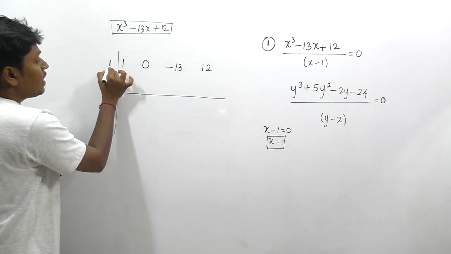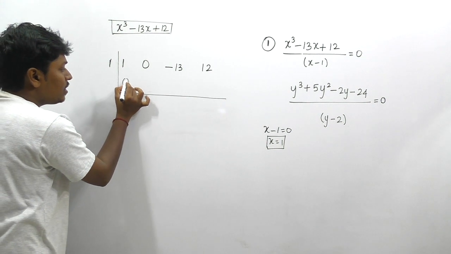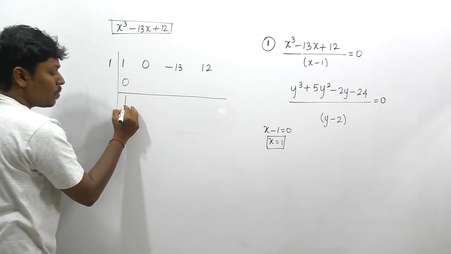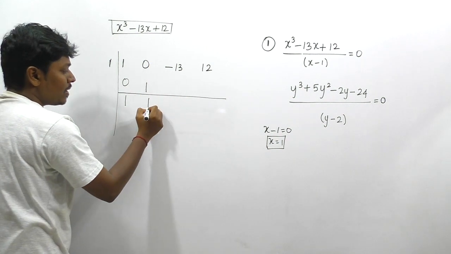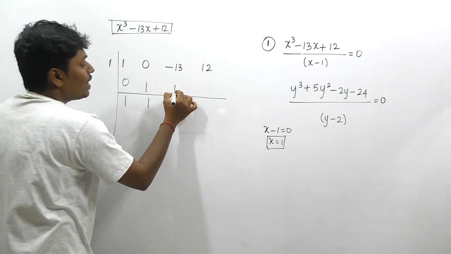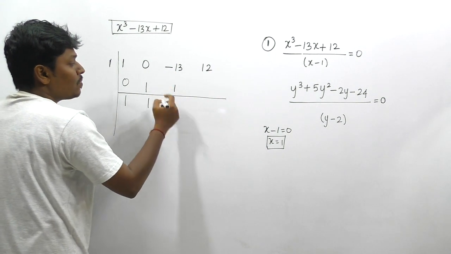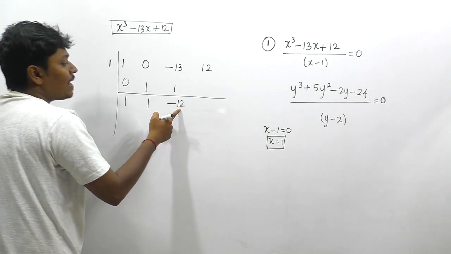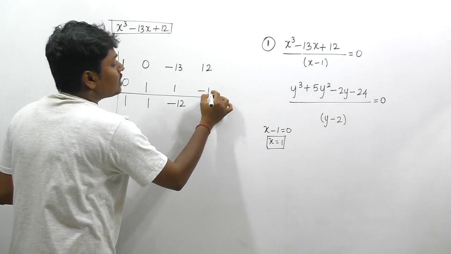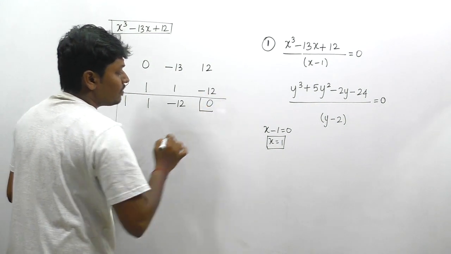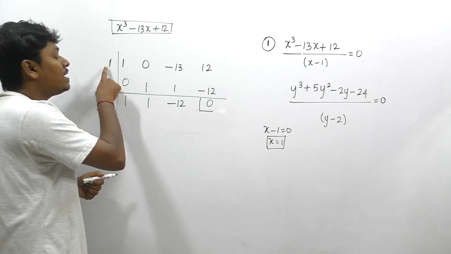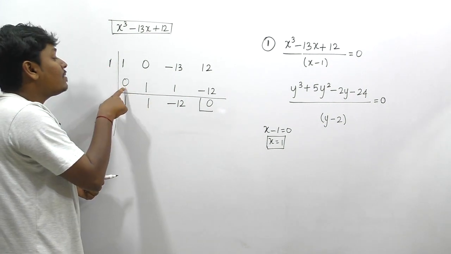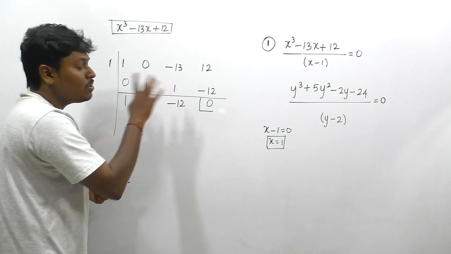Substitute 1 here. Initially we put 0, 1 plus 0, that is 1, 1 into 1, that is 1, 0 plus 1, that is 1, 1 into 1, that is 1, minus 13 plus 1, the result will be minus 12, so minus 12 into 1 is minus 12, so finally it becomes 0. Friends, can you understand this procedure? Whenever a number comes here, we need to multiply with the number. Whenever we are putting numbers here, we need to add, right?